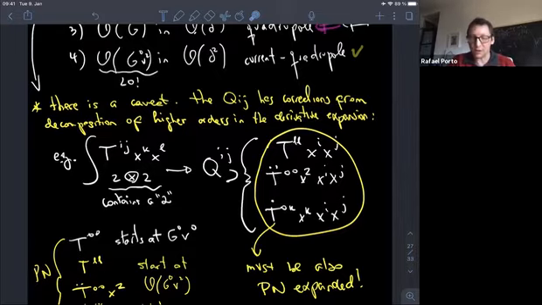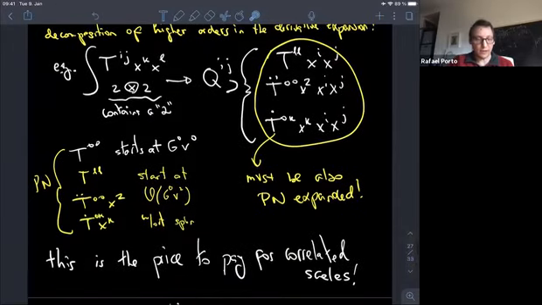Why is it convenient? Because now I need to PN expand. And because I need to PN expand these guys, it's easy to see that this guy starts at V0, but it will also receive V squared corrections. This guy starts at V squared, this guy starts at V squared, and this guy starts at V squared, without spin at least. And therefore, I know how to calculate now the PN expansion of each one of them that I need to include at a given PN order.